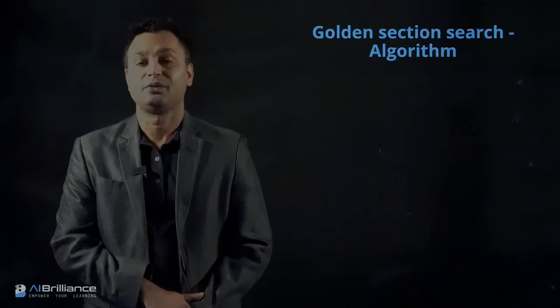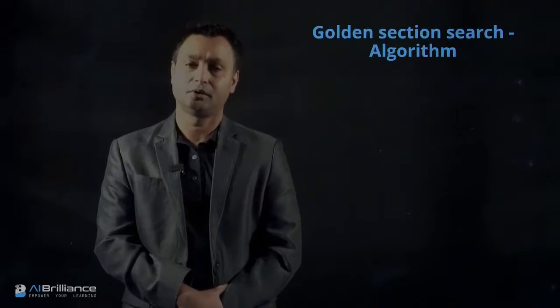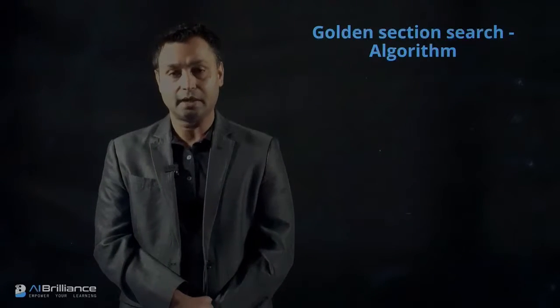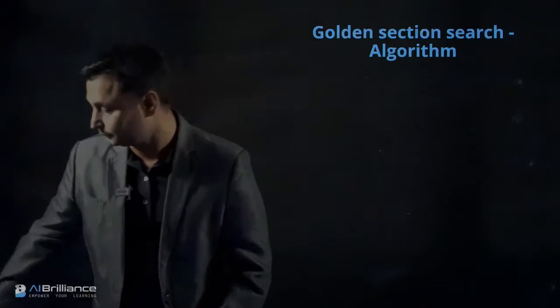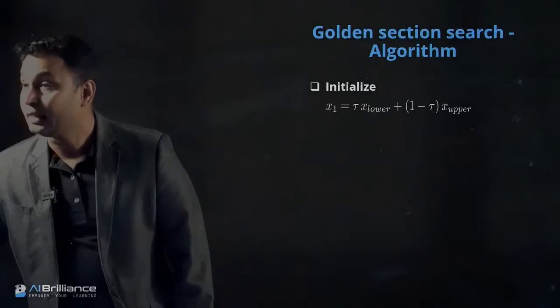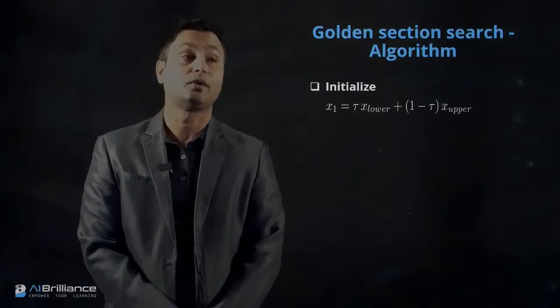Now that we have an intuitive understanding of the main components of the golden section search algorithm, let's concretize this and convert this into the overall algorithm. So in this part, we will focus on the actual algorithm that is used in the golden section search method. Okay. So what we do is, first of all, we initialize.